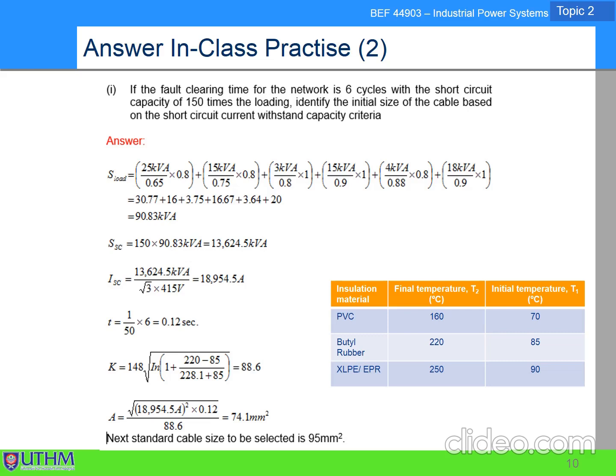Next, we have to select the standard cable size, where we consider the nearest value to the calculated one. This is the calculated value. So we have to choose from those given in appendix A the nearest one. So the nearest is 95 mm squared.